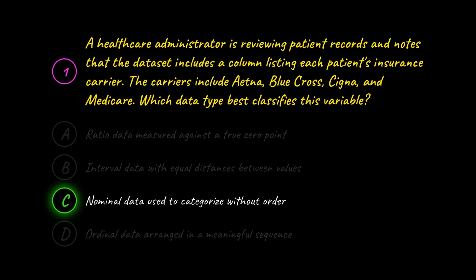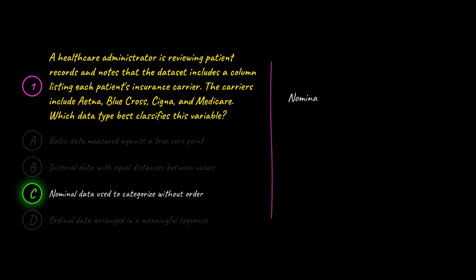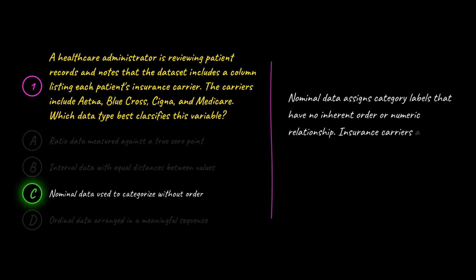The correct answer is C. Nominal data used to categorize without order. C is correct because nominal data assigns category labels that have no inherent order or numeric relationship. Insurance carriers are pure category names. The only meaningful statistic for this column is the frequency or percentage of each carrier in the dataset.